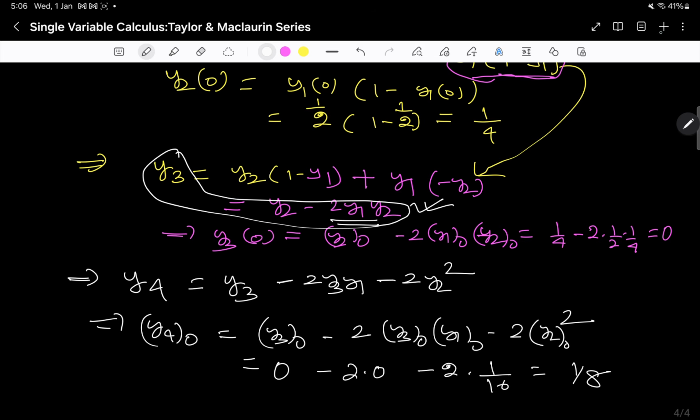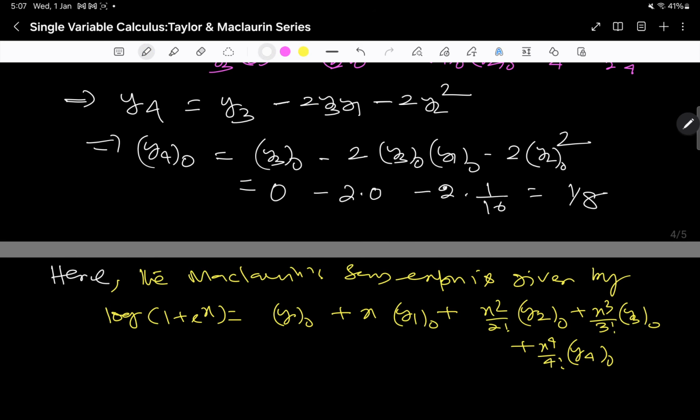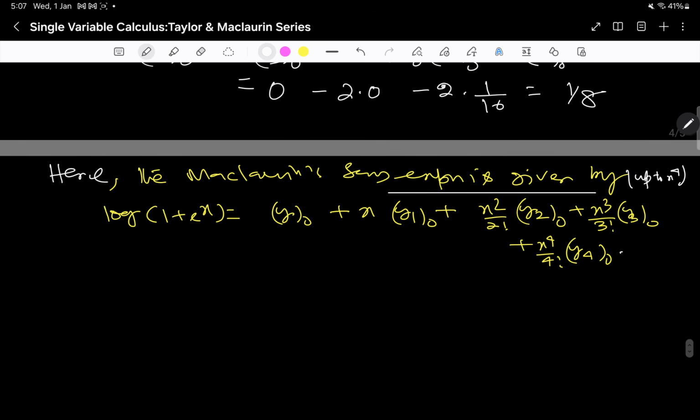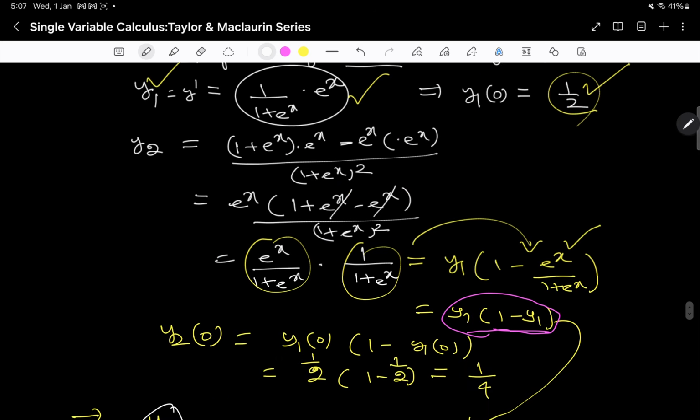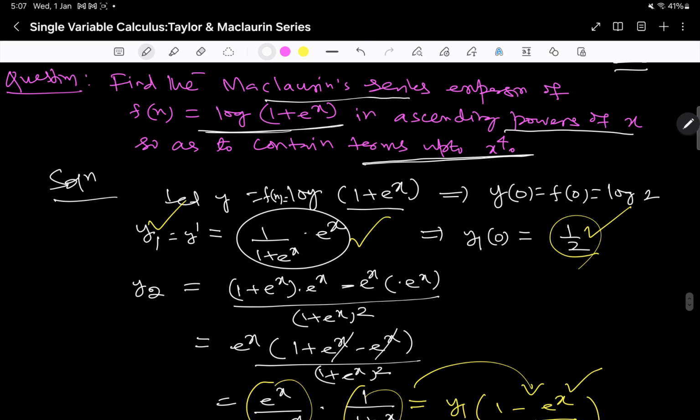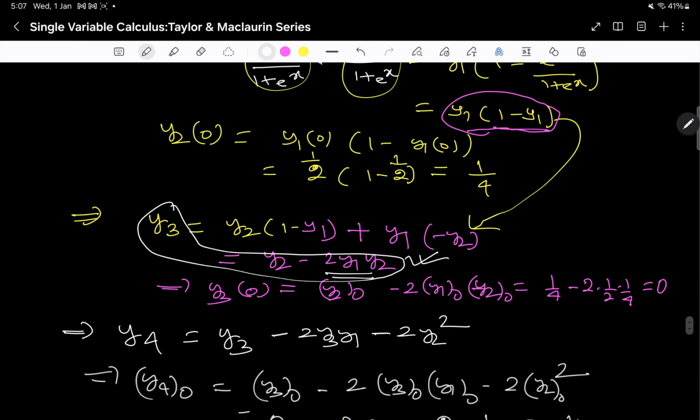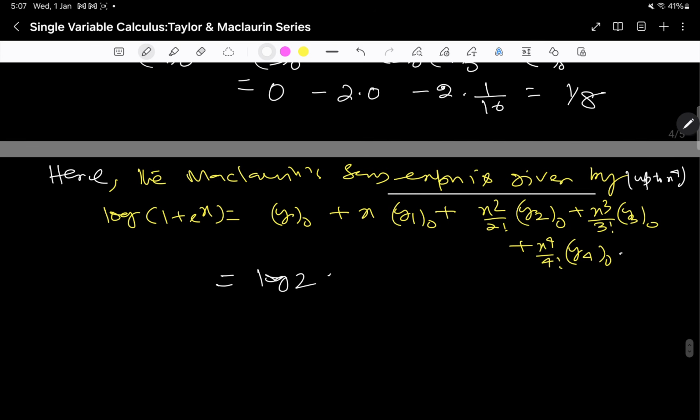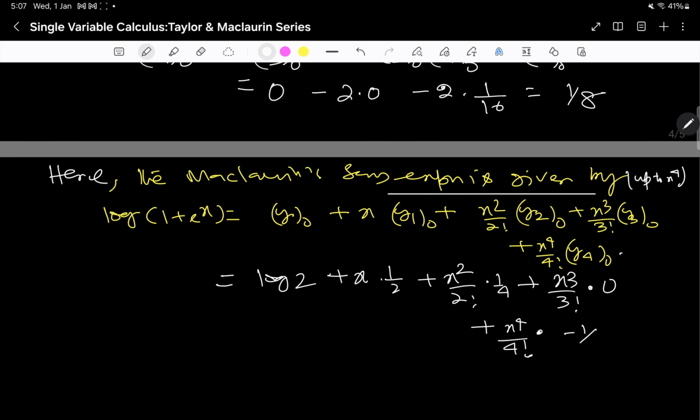So therefore my Maclaurin series is like this. Hence the Maclaurin series expansion is given by, up to the x fourth term. Okay, so I substitute the values here. Y of 0 is log 2, then it is half. So it is log 2 plus x into half, plus x square by 2 factorial into 1 by 4, plus x cube by 3 factorial into 0, plus x fourth by 4 factorial into minus 1 by 8.